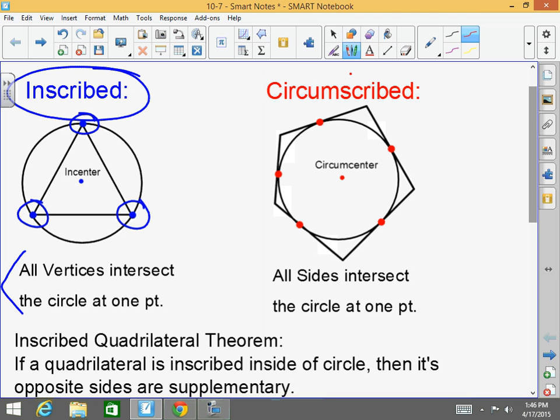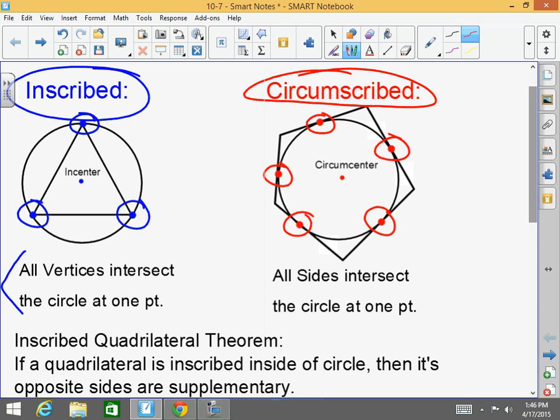Circumscribed, here in red. Circumscribed polygons occur when a polygon is actually drawn around a circle, or it's the inverse. It's when a circle is inside of a polygon. All sides intersect the circle at one point, though, once again. But this polygon is circumscribed about the circle because at every intersection point, it's hitting the circle.